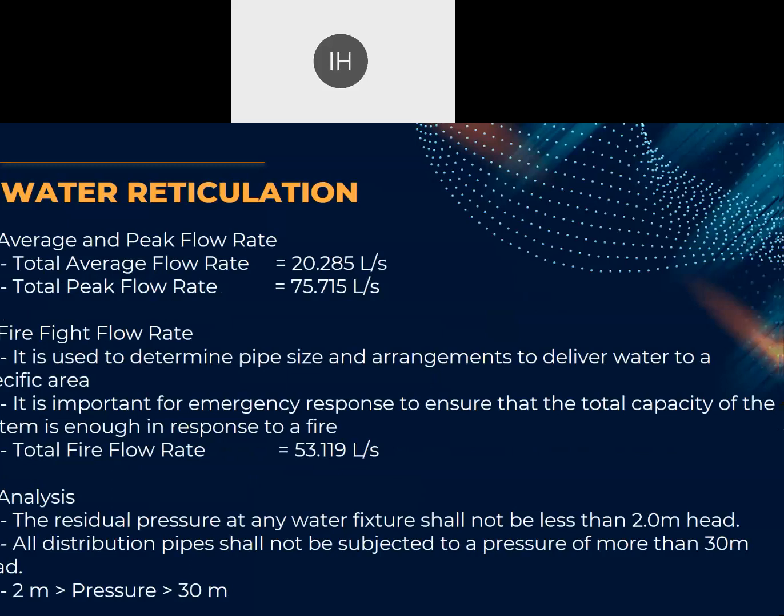Average and peak flow rate. Total average flow rate is 20.285 liter per second, and our total peak flow rate is 75.715 liter per second. Firefight flow rate. It is used to determine pipe size and arrangement to deliver water to a specific area. It is important for emergency response to ensure that the total capacity of the system is enough in response to a fire. Our total fire flow rate is 53.119 liter per second.